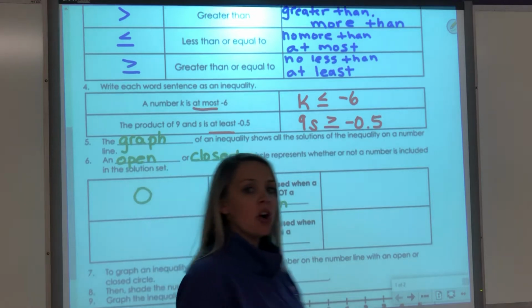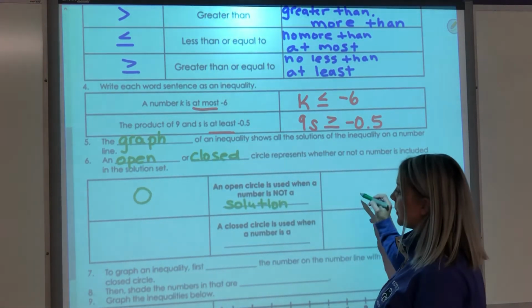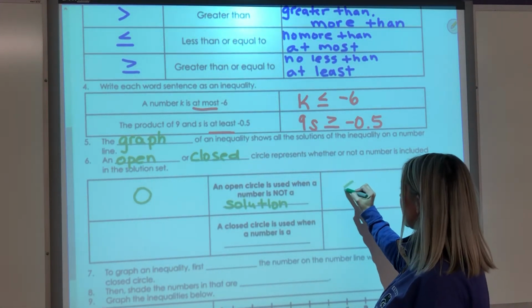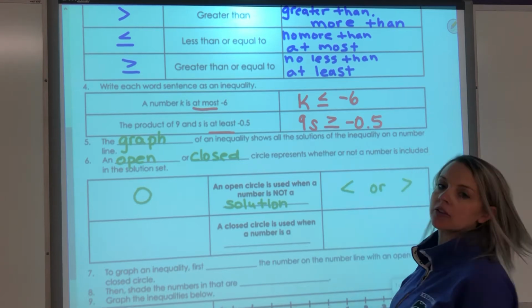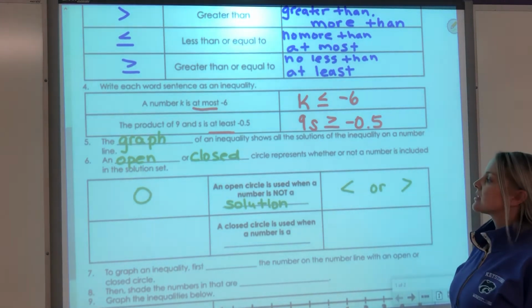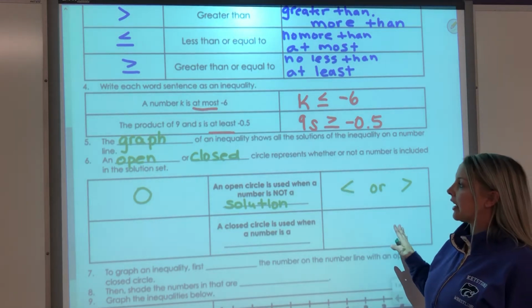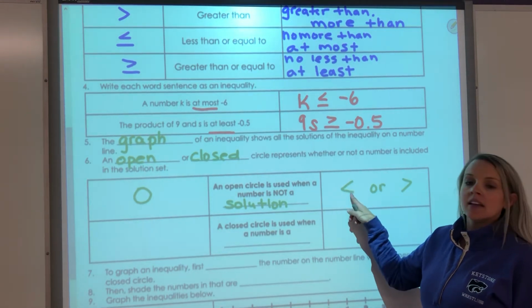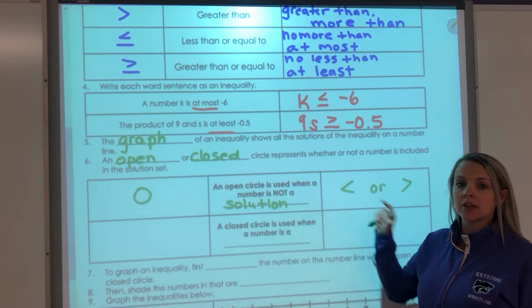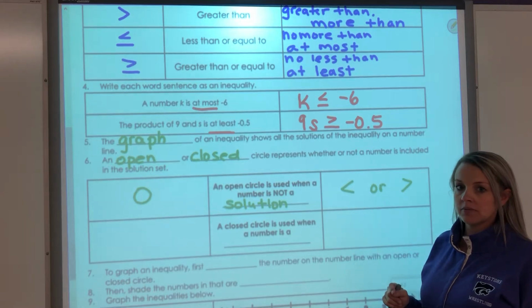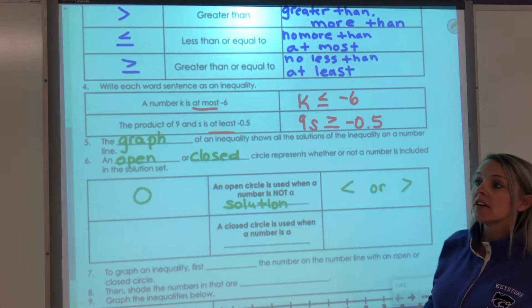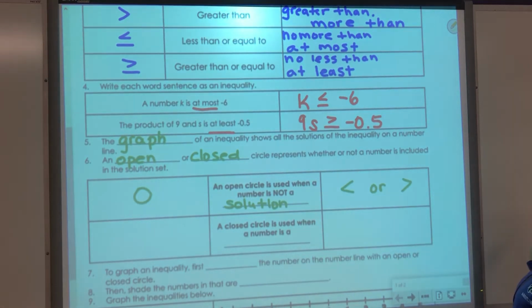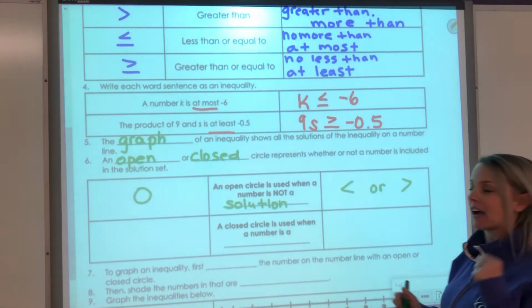We use an open circle when we have the terms less than or greater than. Because when we have less than or greater than, our value is not included in the solution. The values that are less than the solution are included. The values that are greater than the solution are included, but not the actual value.